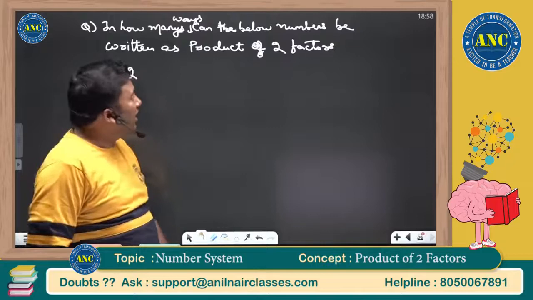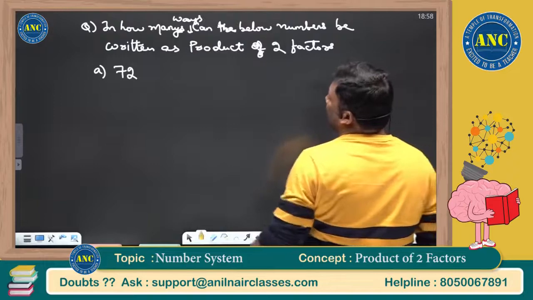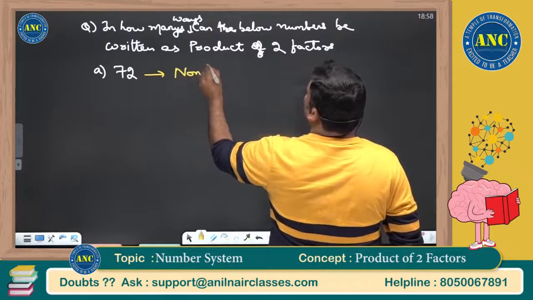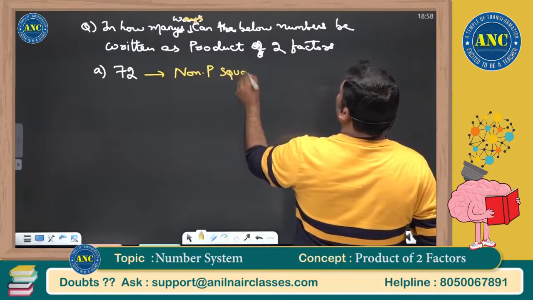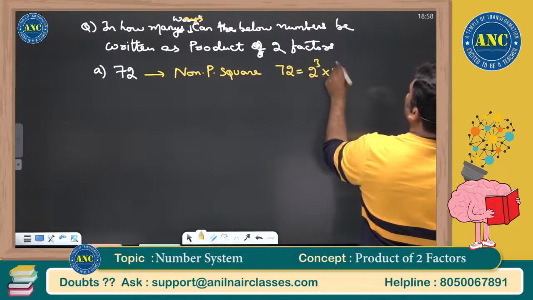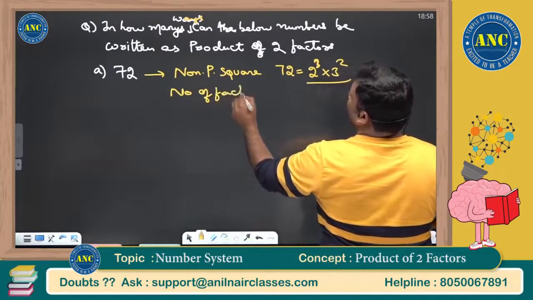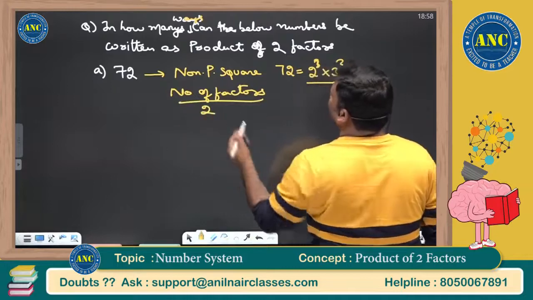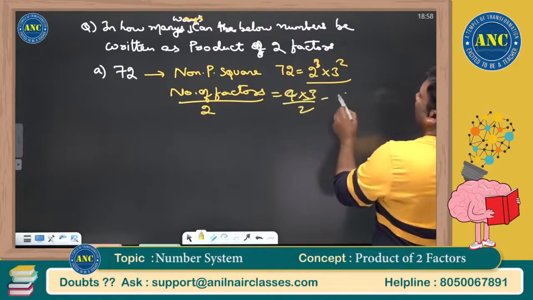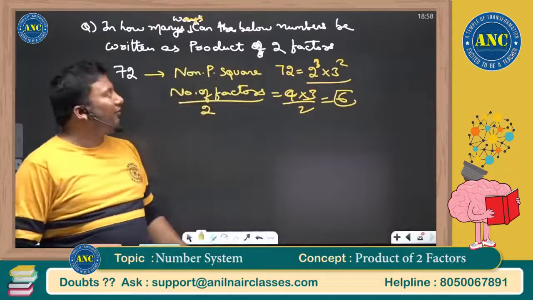First one, 72. Are the variables present in the question? Variables are not present in the question. Is 72 a perfect square? No, it is a non-perfect square. If it is a non-perfect square, 72 is 2 cube into 3 square, 8 into 9. So the answer is number of factors divided by 2. Tomorrow's class, you will understand the power of these concepts. That is 4 into 3 divided by 2. Answer is 6.